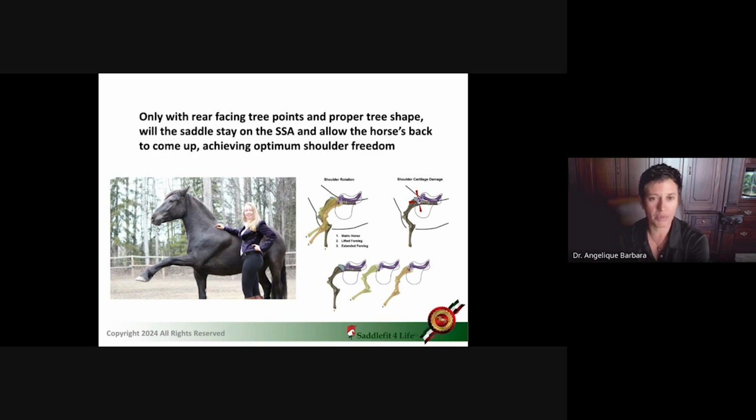Also, a lot of times people tend to move that saddle a little bit too far forward, so it's sitting on the cartilage. They think it's supposed to sit in that position. They're not giving the shoulder enough room. So it is actually quite a common problem.